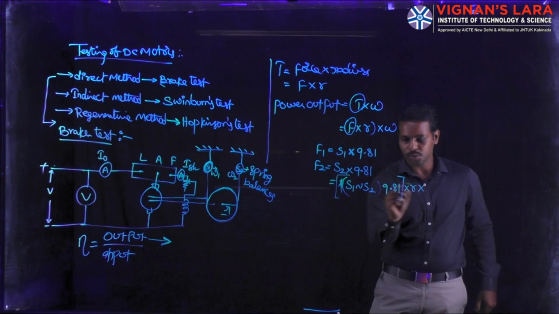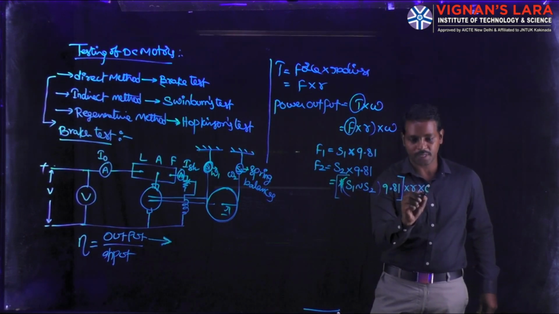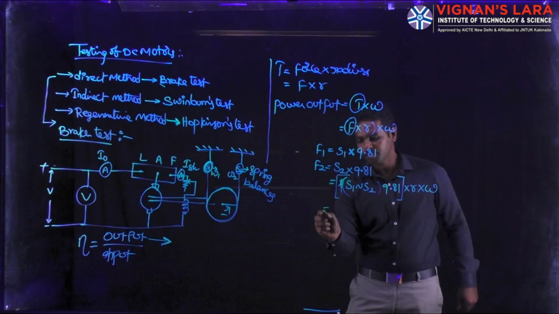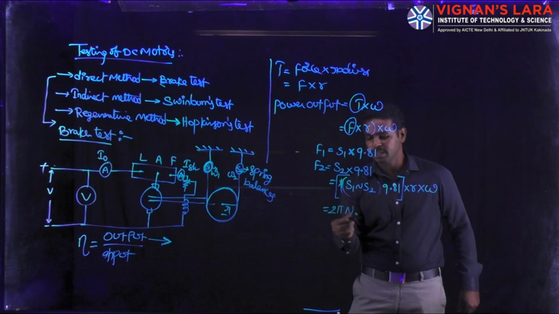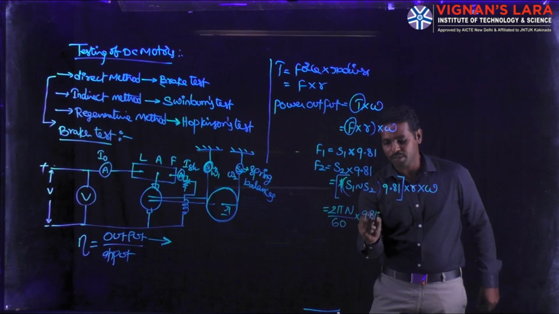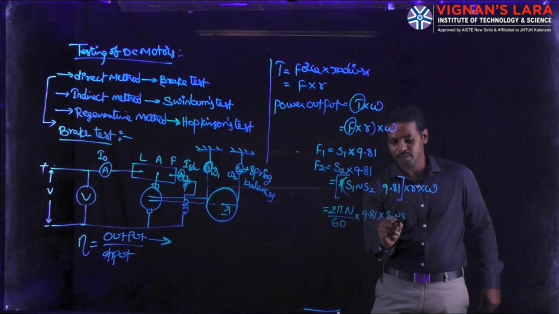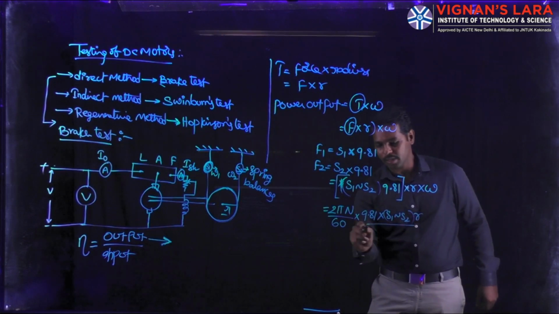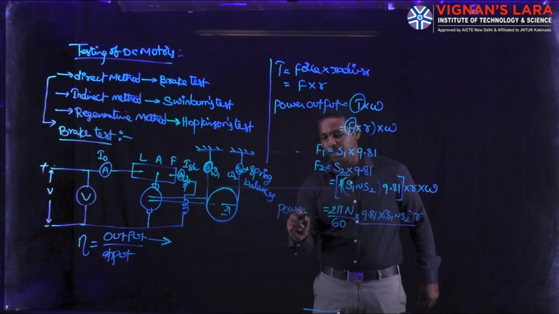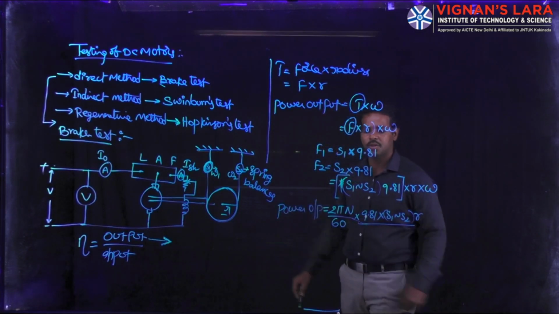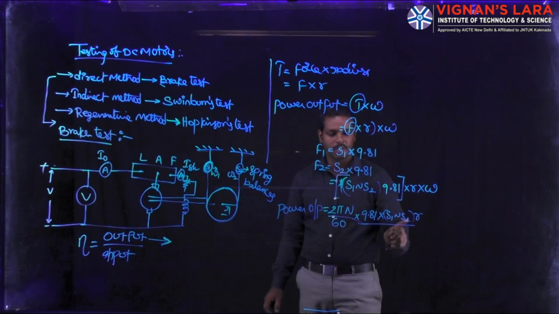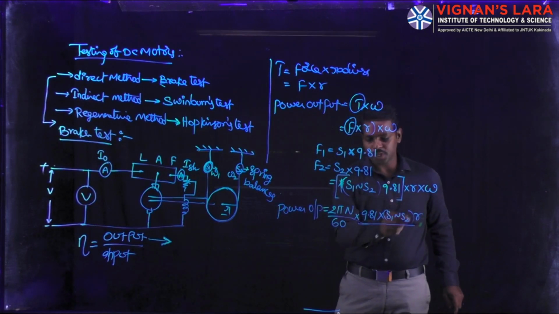Into R. F into R is equal to torque, which is multiplied with omega. So omega is equal to 2 pi n by 60. So 2 pi n by 60 multiplied with 9.81 multiplied with S1 minus S2 into R. So this is the power output equation. Power output of a DC motor is equal to omega into 9.81 into S1 minus S2 into R. So this is the power output of a DC motor.